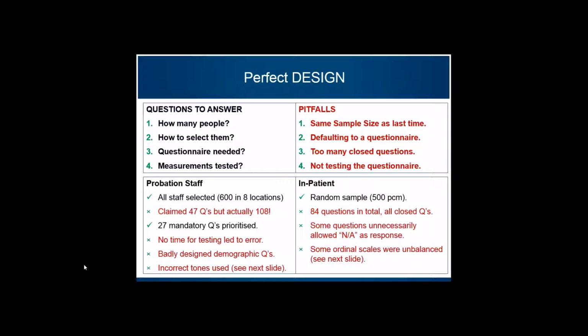The inpatient survey was a random sample, 500 people per month, or rather that was the 500 people that were sent a questionnaire. Of course, not all of them would have responded. 84 questions in total, and all of them were closed. Now, I thought this is something that, with today's technology, we ought to be trying to get out of the habit of. A closed question where you've only got a selection of 4 or 5 options to tick. It obviously had the advantage of making it easier to collate the responses, code it up, and process the analysis. It, of course, restricts people's responses.